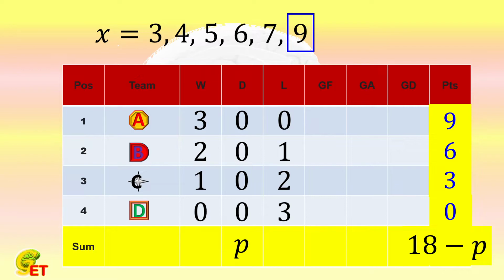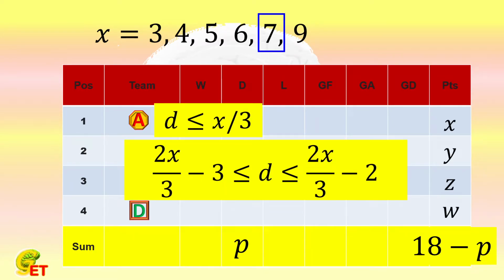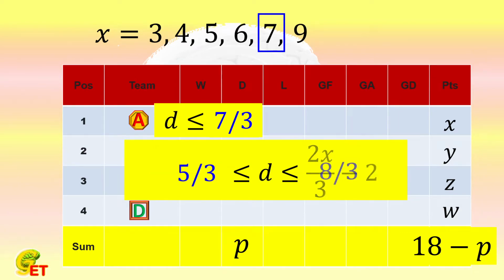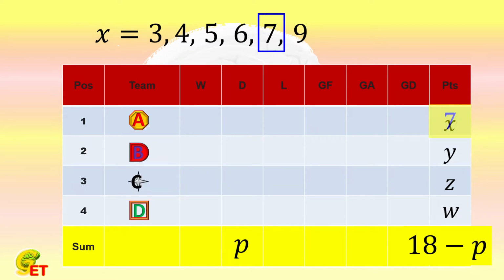No problem. If the first team scores 7 points. In the first condition, d is not bigger than 7 over 3. And in the second condition, d is between 5 over 3 and 8 over 3. The only integer in this range is 2. The points of the four teams are 7, 5, 3, 1 respectively. A total of 16 points. Indicating that there have been 2 games ending in a draw.